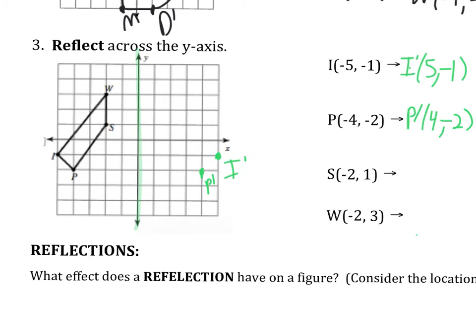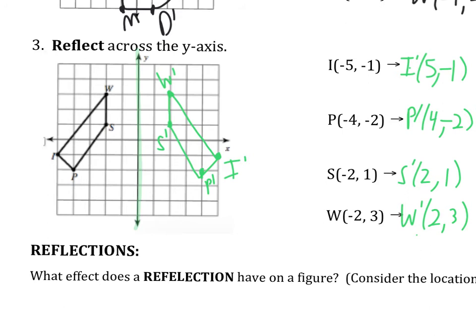I'm just going to graph the last couple. So S prime is going to be over here, and W prime is going to be over here. Connect those. There's my new shape. It's a reflection over the y-axis. S prime turned out to be at 2, +1. W prime turns out to be at +2, +3. So again, the x switches signs, the y stays the same.